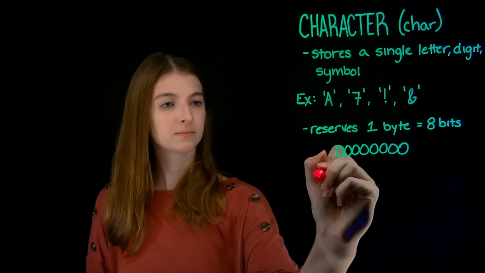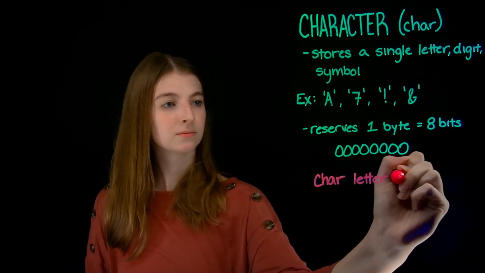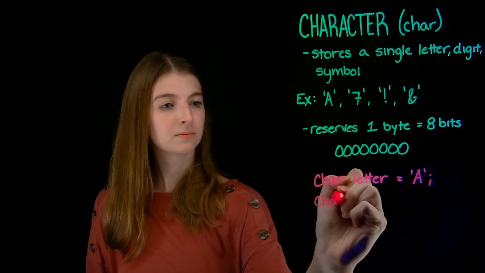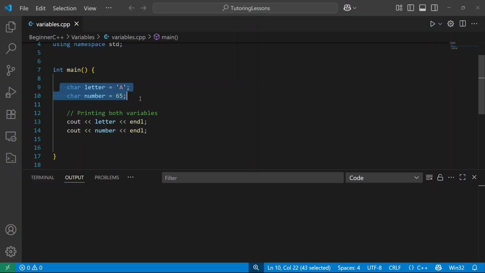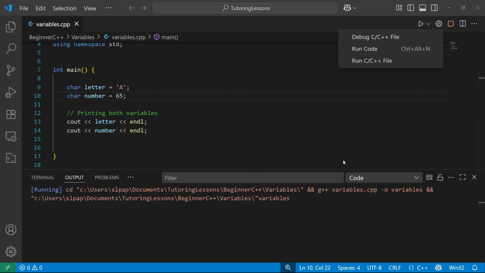There's one of two ways you can create a char variable. You can either do char variable equals a character in single quotation marks, or you can do char variable equals the ASCII value. So in this case, I have a capital A for one variable and the number 65 in another variable. If you put these in code and print them out, you'll see that both of them print out a capital letter A.